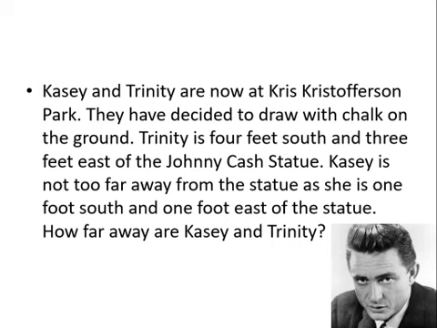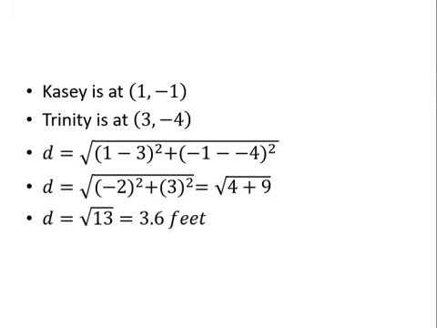Alright, so hopefully you found your points. Trinity would end up being 3, negative 4, and Casey ends up being 1, negative 1 would end up being their points. So there's their points there. Then you plug it into the formula, you end up with the square root of 13, and square root of 13 ends up being 3.6.